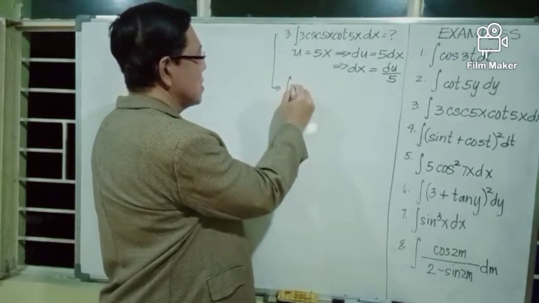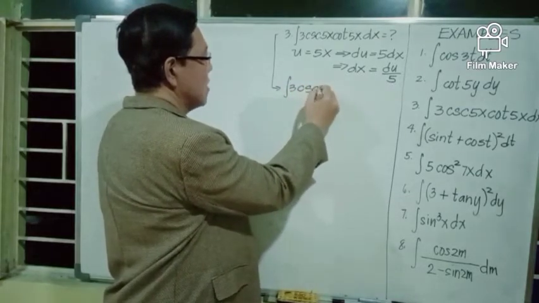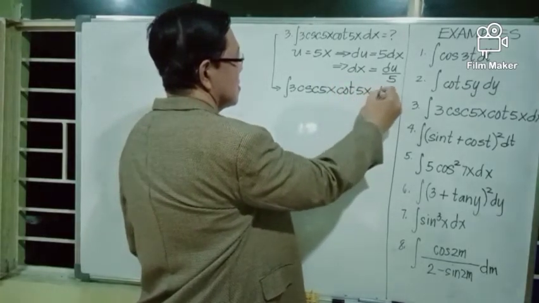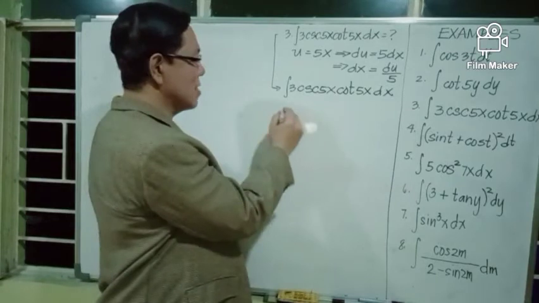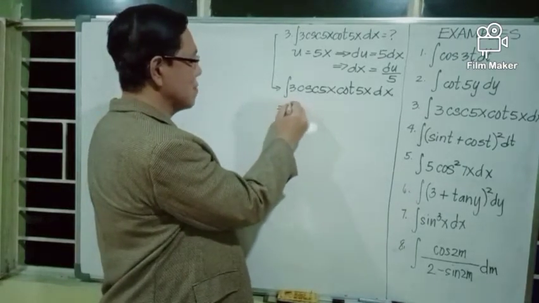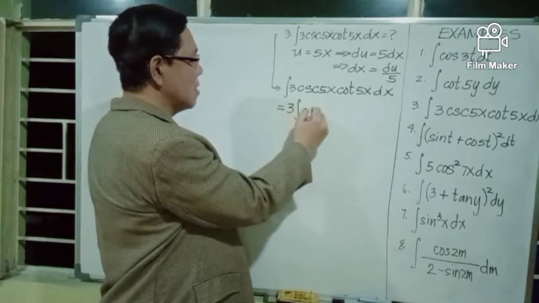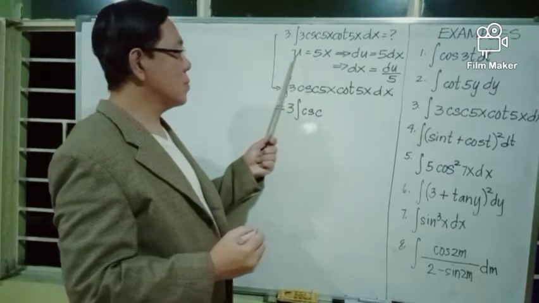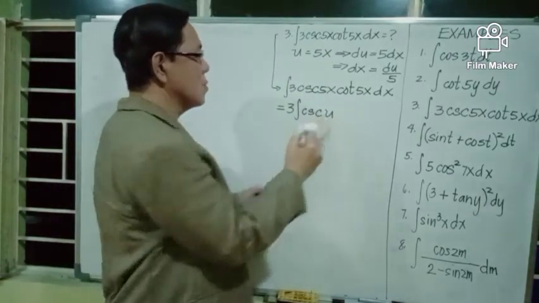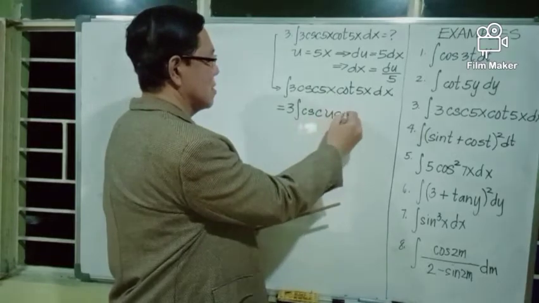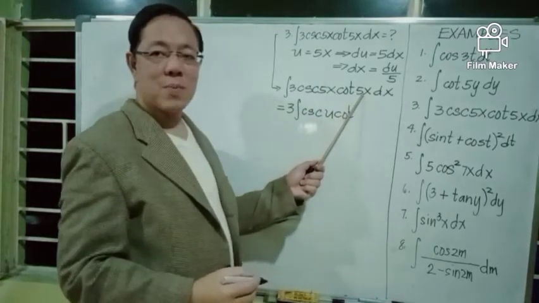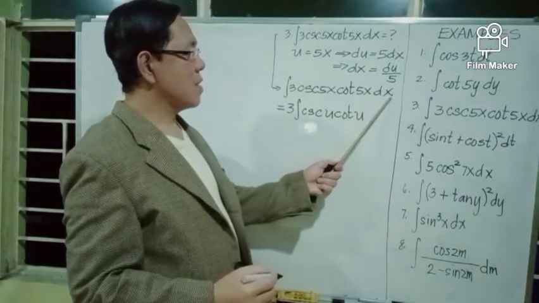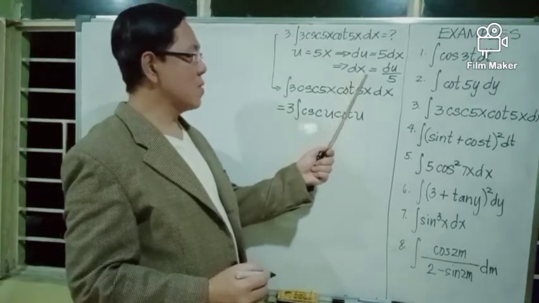the integral of 3 cosecant 5x cotangent 5x with respect to x, which is equal to 3 times the integral of cosecant. We now replace 5x with u: cosecant u multiplied by cotangent u. We also replace 5x with u, multiplied by dx. We have shown dx is equal to du over 5.